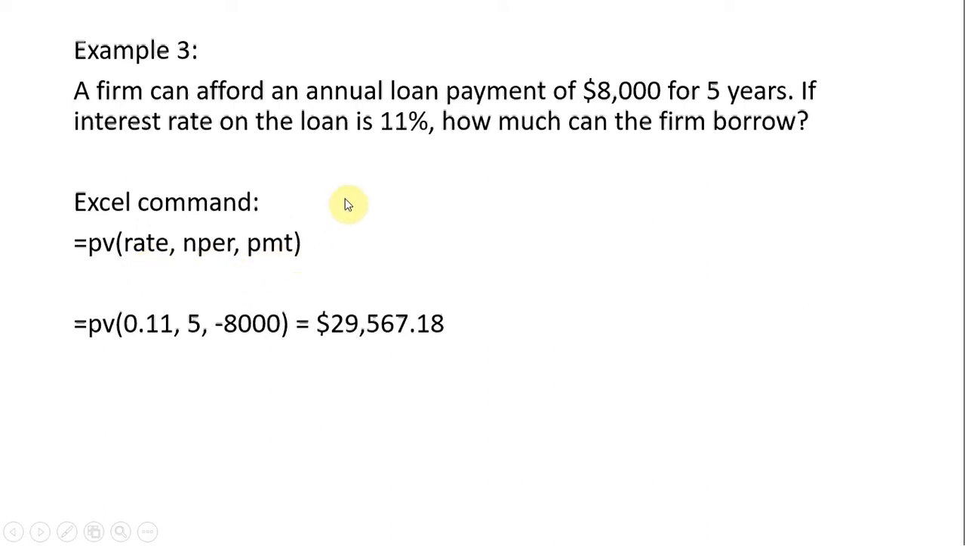In this example, the interest rate on loans is 11%. This is going to be for 5 years, and the firm can afford to make an $8,000 yearly payment. Therefore, this firm can get a loan value of almost $30,000. Just under $30,000 is the maximum loan that this firm can take out.